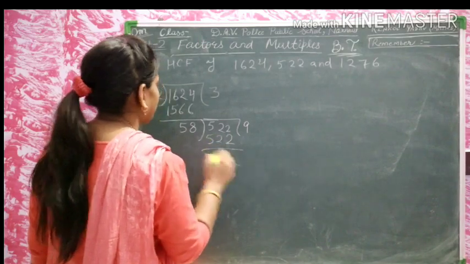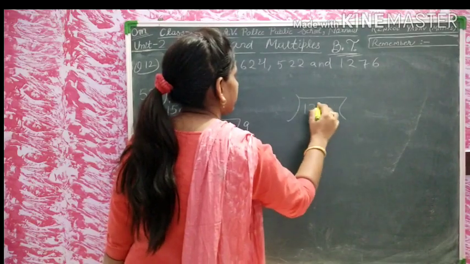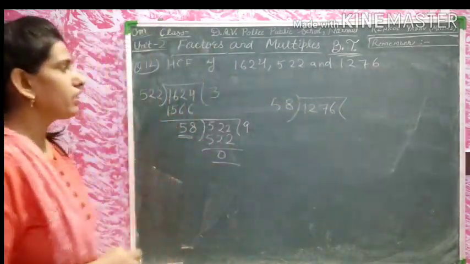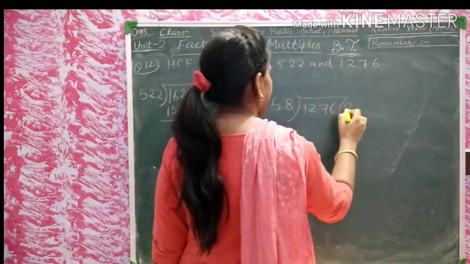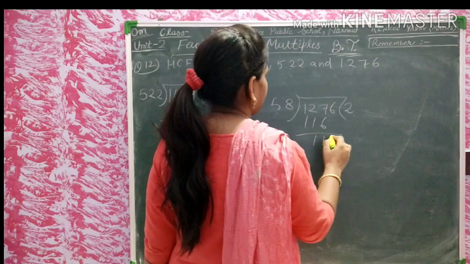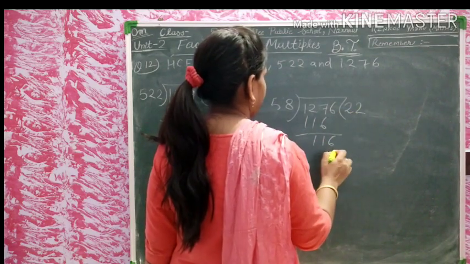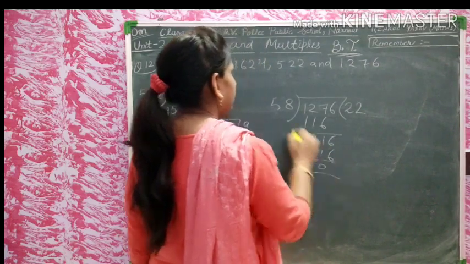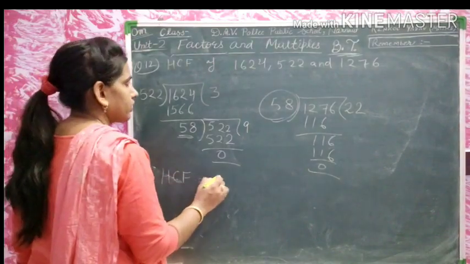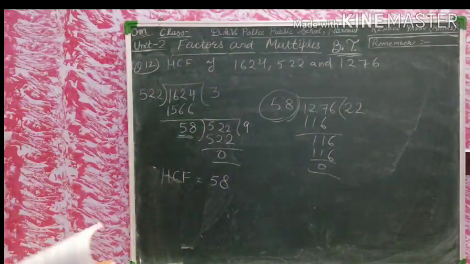This is 522 and it will get the HCF here, 58, and the third number is 1276, which will be divided by 58. It will become 22. This will be the HCF of these three numbers. So HCF is equal to the number 58. Is this clear, students? Now we will go to the next question.